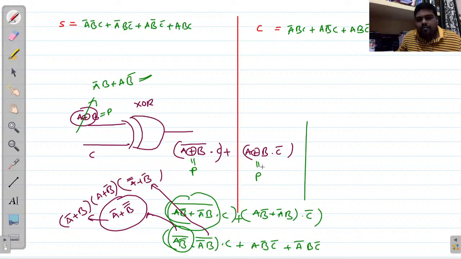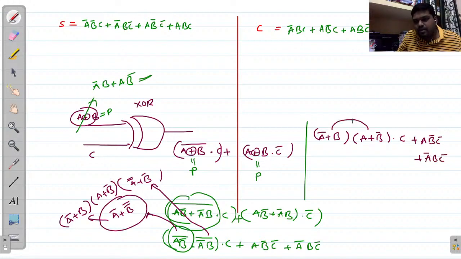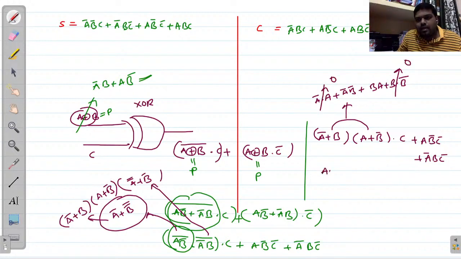So you will get finally A bar plus B and A plus B bar into C plus A B bar C bar plus A bar B C bar. If you simplify further these two, A bar into A plus A bar into B bar plus B into A plus B into B bar. According to the AND operation theorem, these two are 0. Then what you will get? So AB plus A bar B bar into C plus A B bar C bar plus A bar B C bar. Now what you will get?